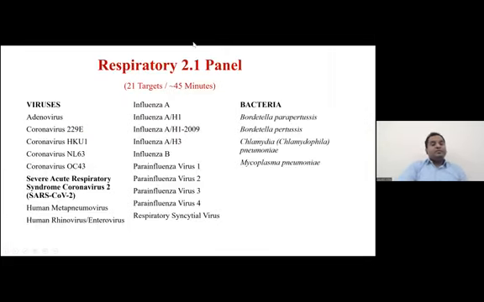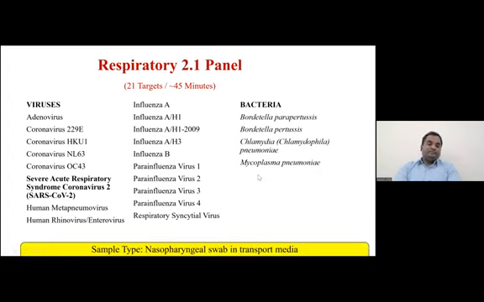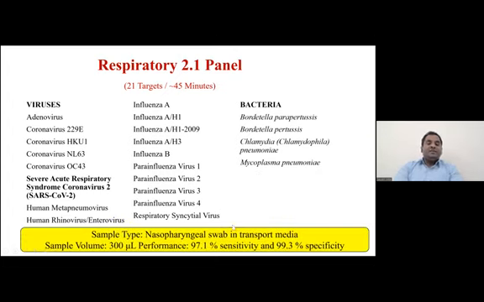So the first panel I'm going to talk a little bit about is the Respiratory 2.1 panel. This is predominantly a viral panel for upper respiratory infections. So most of the organisms covered in this are the viruses, which are common causes of respiratory infections. There are some bacteria such as Bordetella pertussis, Bordetella parapertussis, Chlamydia, and Mycoplasma, which are also covered on this panel.